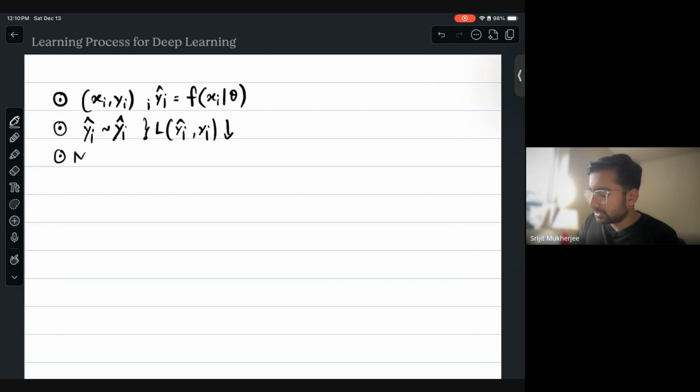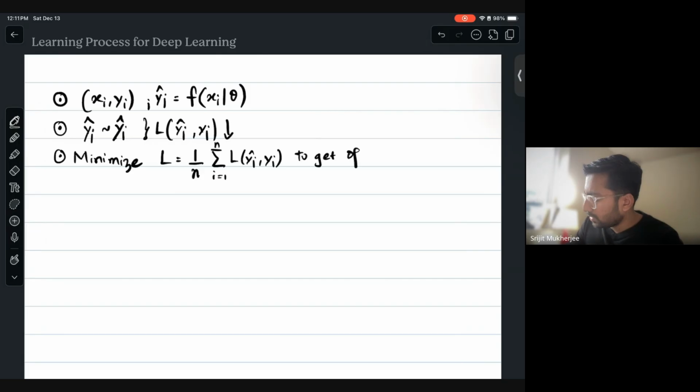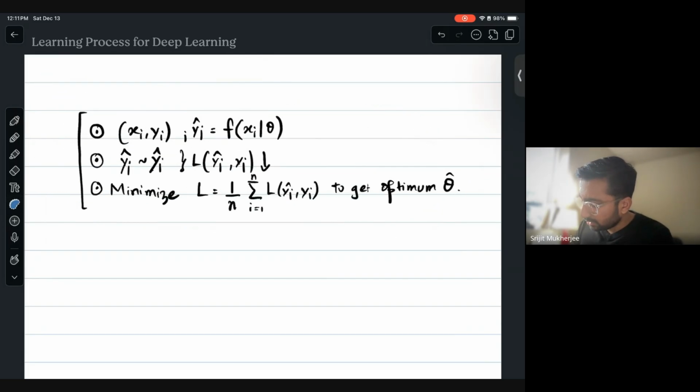So we minimize the loss, rather the summation of L of y hat i. Loss is equal to 1 by n, summation of i from 1 to n, of the loss L of y hat i, to get the optimum theta. So this is a basic structure. This is a fundamental theory of what we are learning.